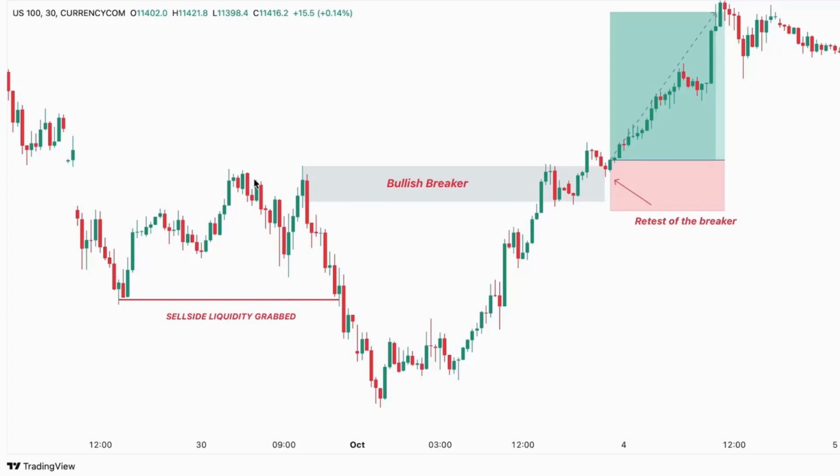We move now to the 30-minute Nasdaq chart. We have this bearish order block that made the break of the previous swing low to grab sell-side liquidity. Price turned bullish after that and broke the order block. We wait for the retest to happen before taking a long position.